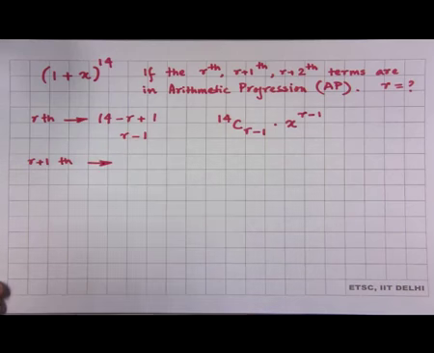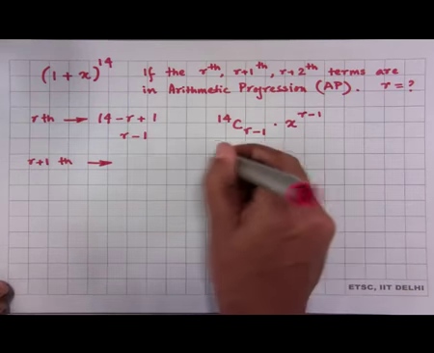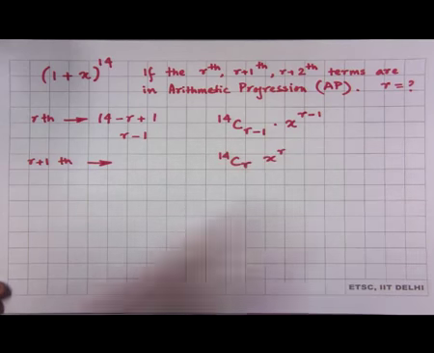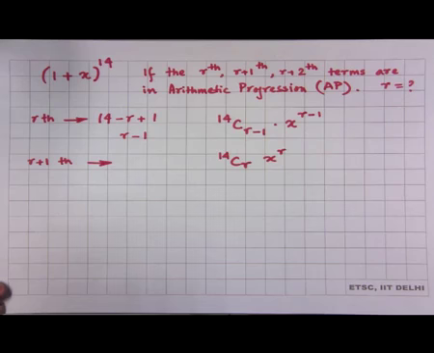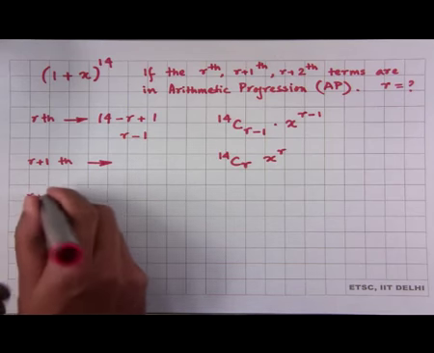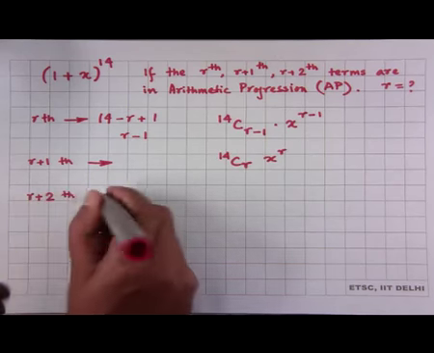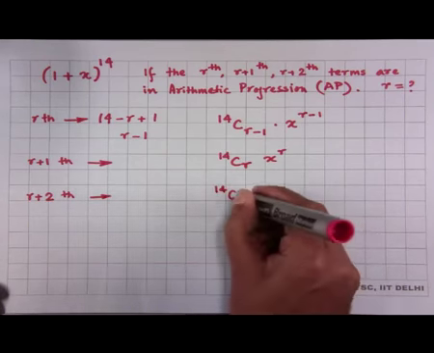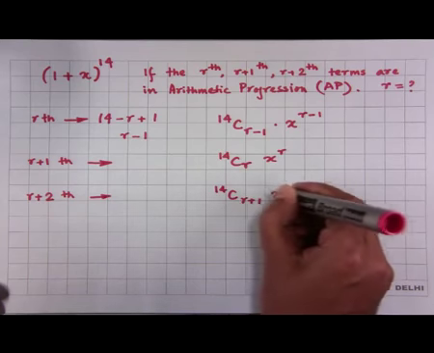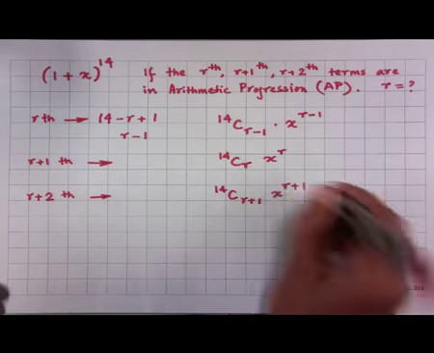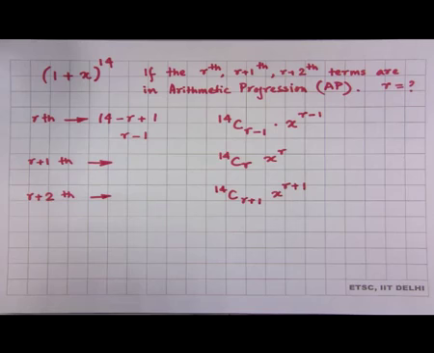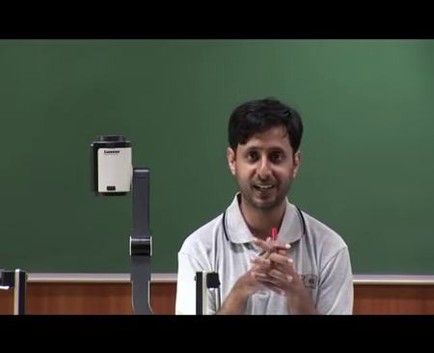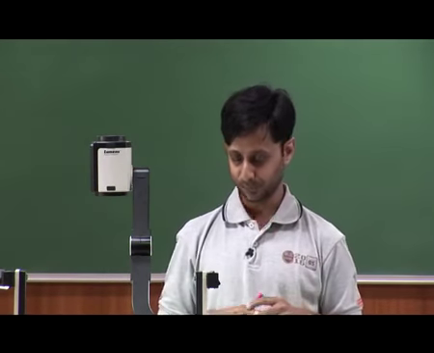Likewise, what is the r plus 1th term? It is the next term, 14 c r x power r. And what is the r plus 2th term? 14 choose r plus 1 x power r plus 1. Okay. So, he says that these three terms are in arithmetic progression.